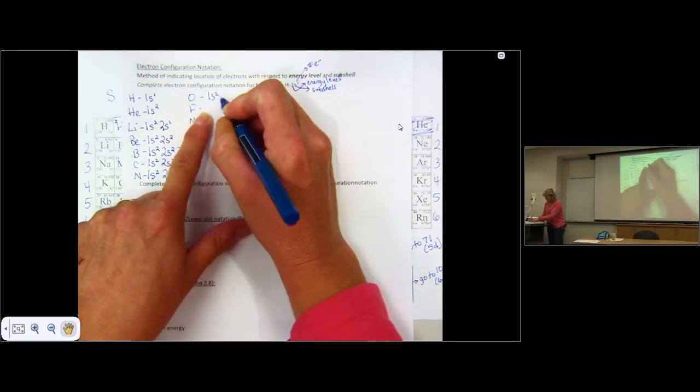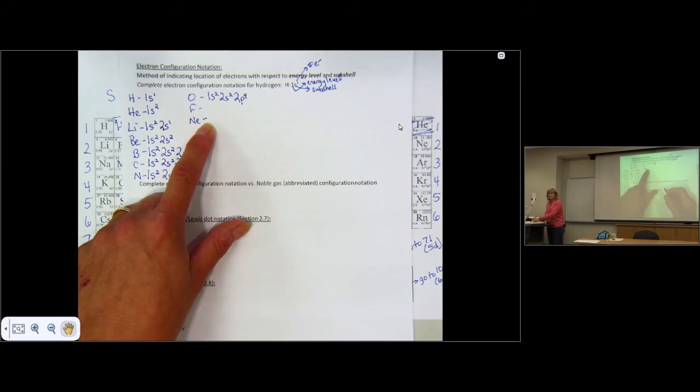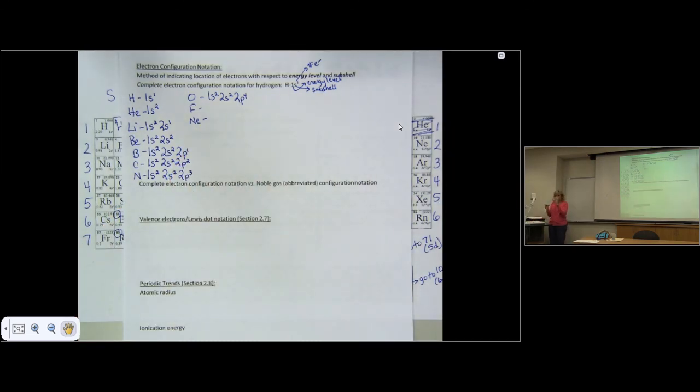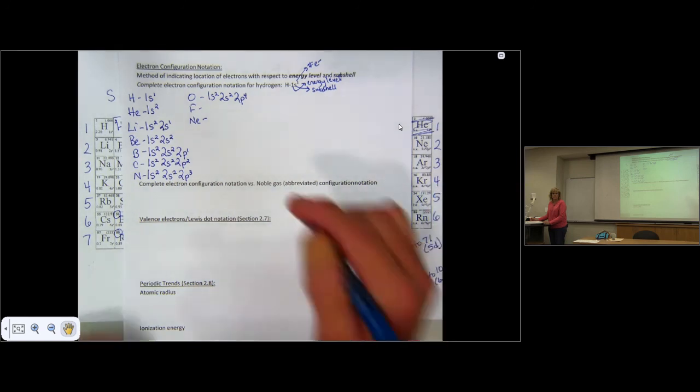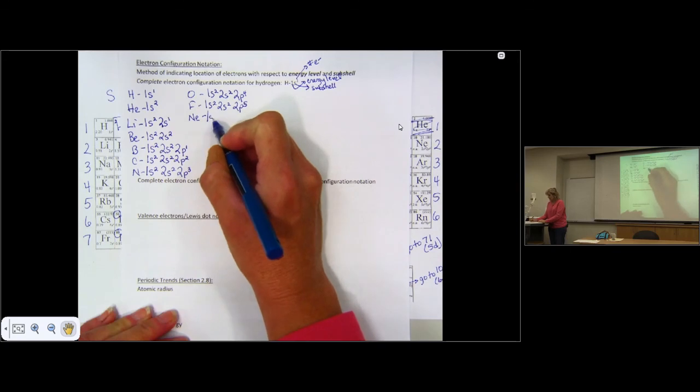Oxygen, what's oxygen going to be? 1s2, 2s2, 2p4. Is it making sense? You do fluorine and neon. Do the whole thing for fluorine and neon. All right, what is fluorine? And neon?